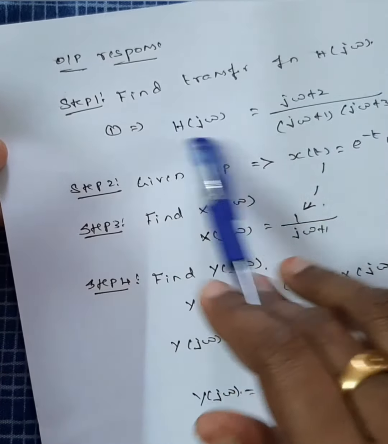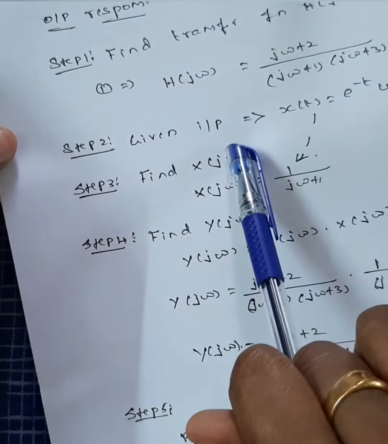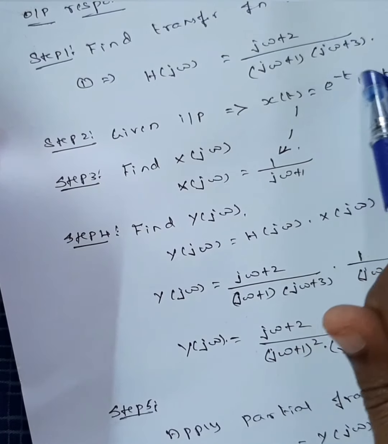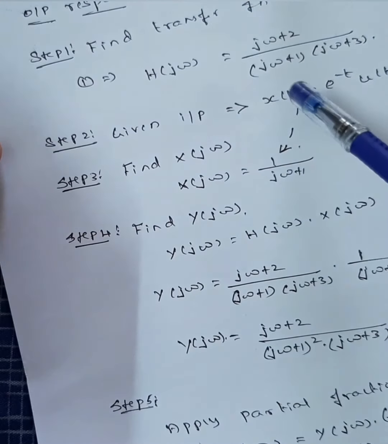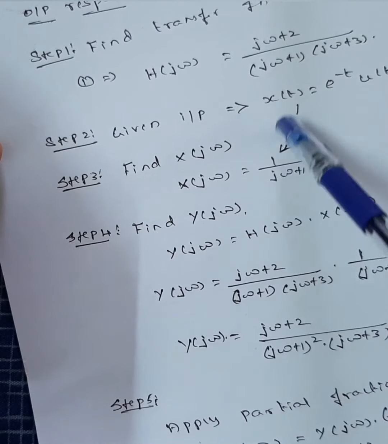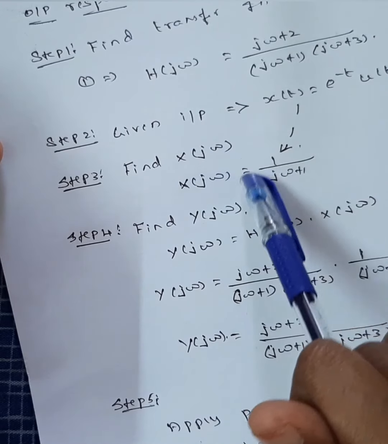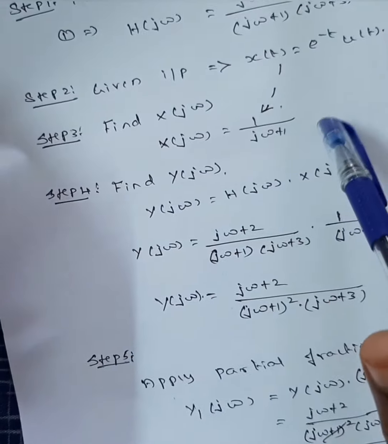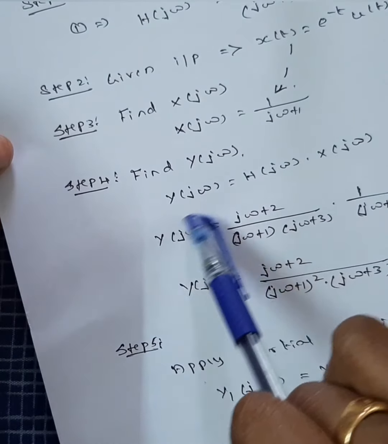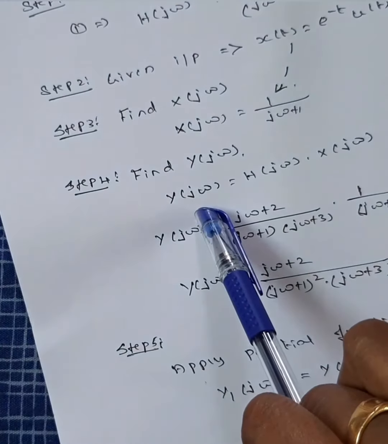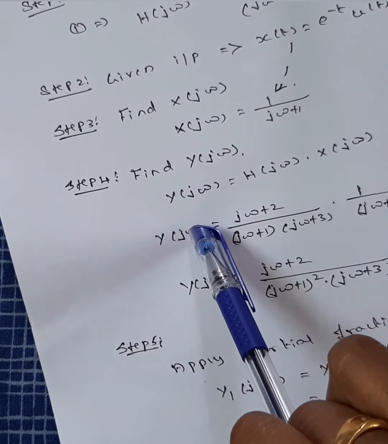So for that, first write the transfer function value. Next, the given input is x of t equal to e power minus t u of t. If you take the Fourier transform, you get x of j omega as 1 by j omega plus 1. Okay, so now we need the output response y of t. So first you want to find y of j omega.